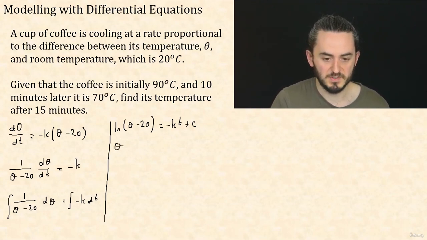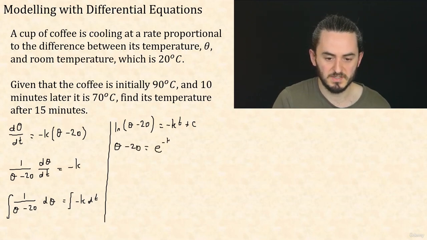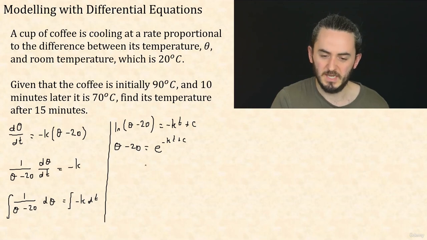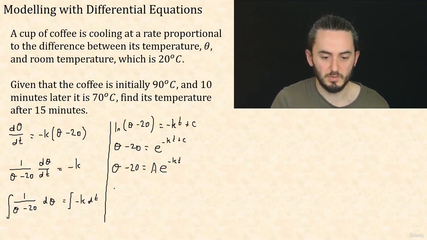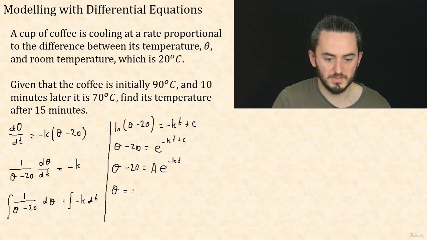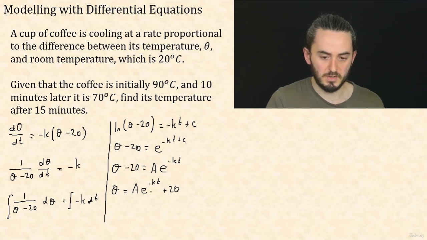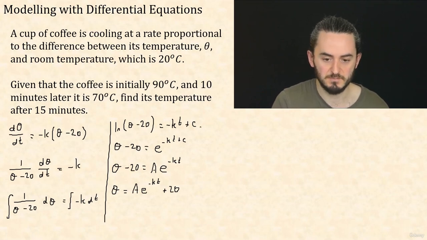So e to the power of both sides, I get theta minus 20 is e to the minus kt plus c. And now we've seen a few times that that is just some constant times e to the power of that stuff. And so what I have is theta equals A e to the minus kt plus 20. And the two things I don't know are A and k. So my challenge is to find those using these boundary conditions.